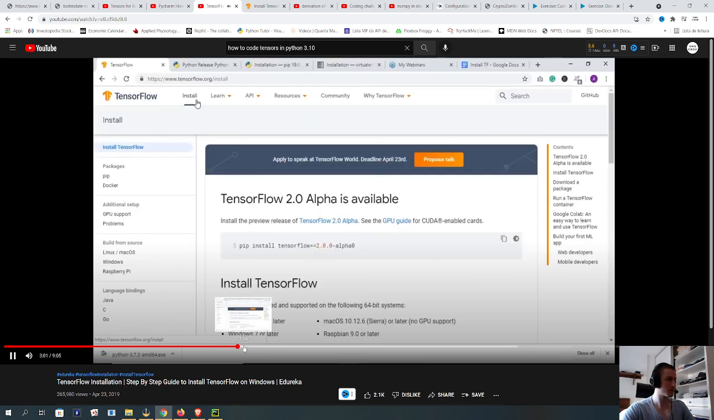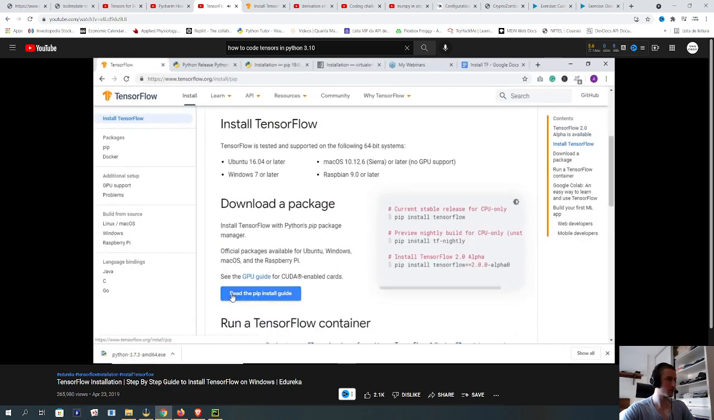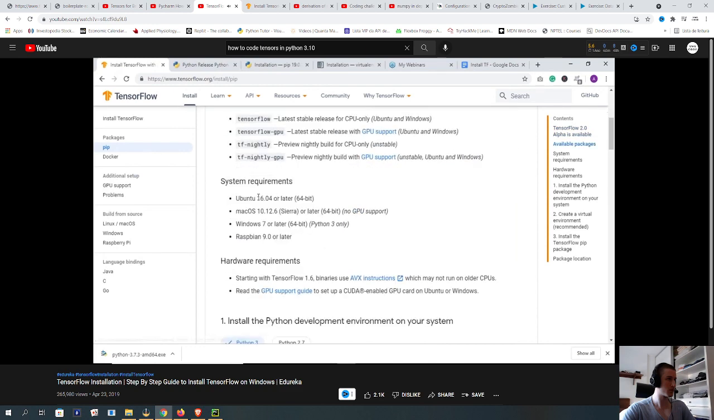Three steps. As you can see here, we have the system requirements. So let's go to the pip installation page. And here you can see in system requirements, we have Ubuntu 16.4 or later. We have Mac OS 10.